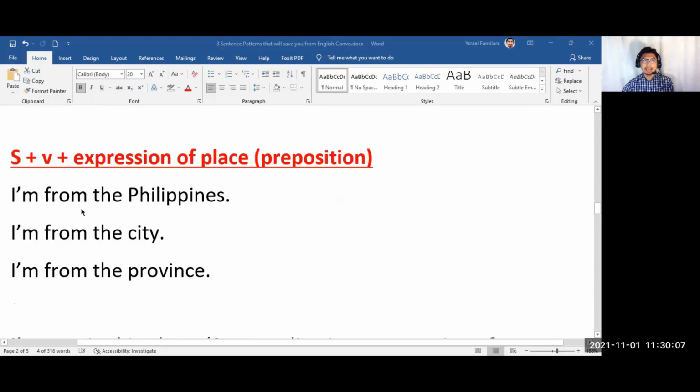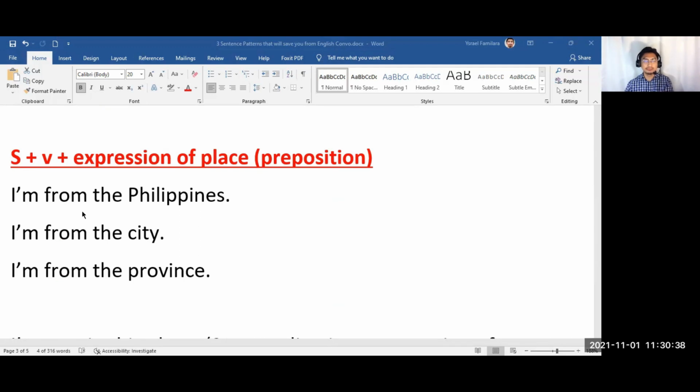Okay. If you don't like to use adverb, you may also use a preposition for your expression of place. Pero pansinin natin, in this situation, we chose not to include any adjective kasi hindi na siya grammatically correct. So for this situation, we'll just have to remove the adjective and proceed with our usual pattern, subject, be verb, and then your expression of place prompted or initiated by a preposition.